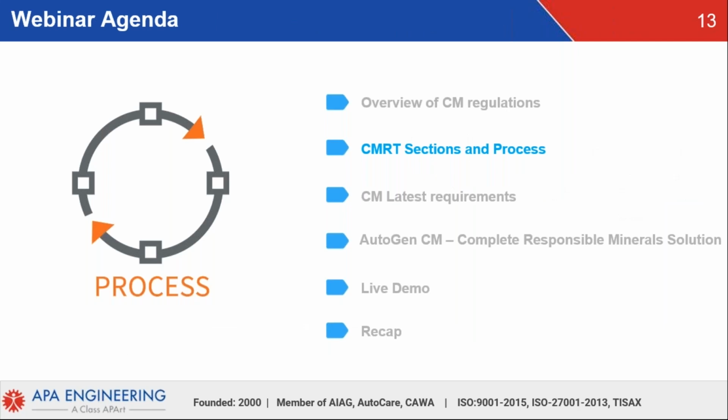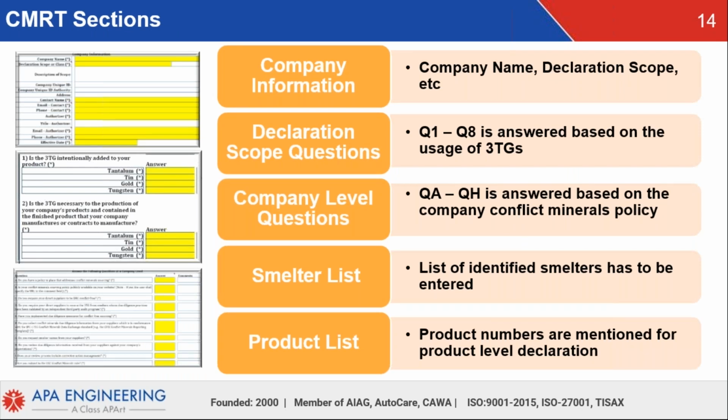In the next few slides, we will talk about the various CMRT sections and the typical process that is needed to be followed. CMRT has broadly 5 different sections. The first section contains the company information. Here the company needs to add the company name, the contact details, and most importantly, the declaration scope, whether it is at a company level, product level, or user defined level, and the effective date, which means which date this CMRT is effective.